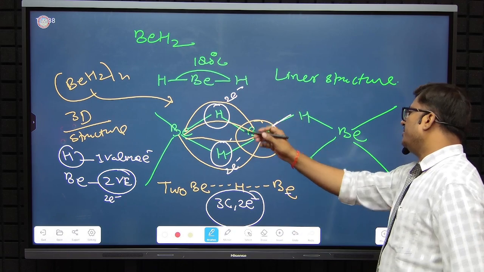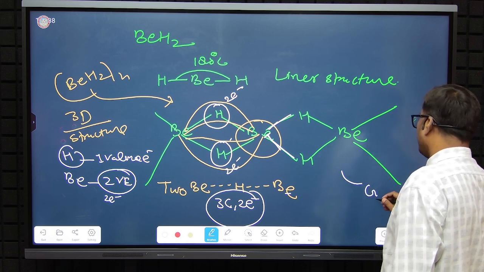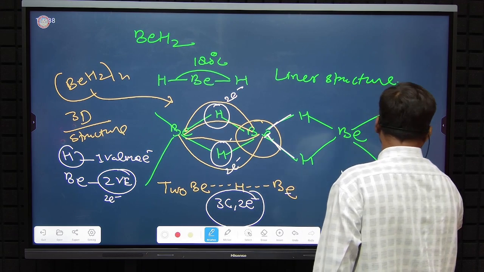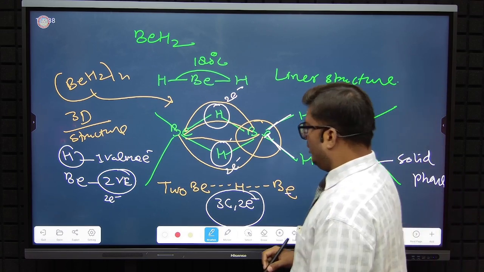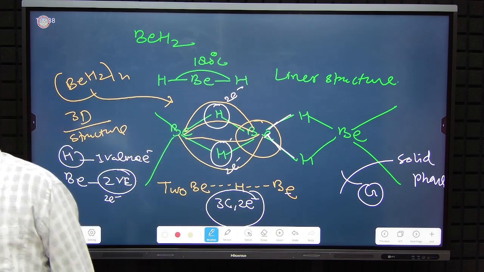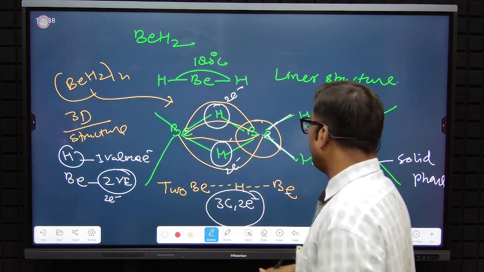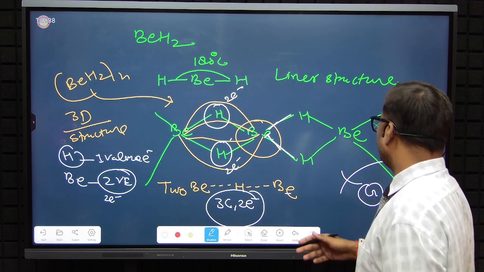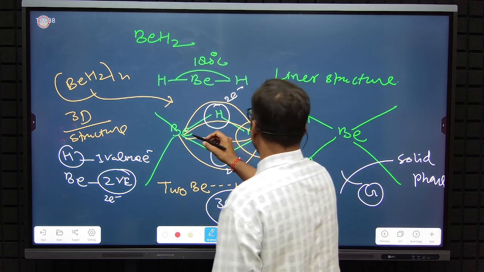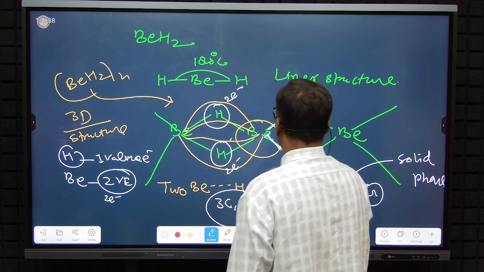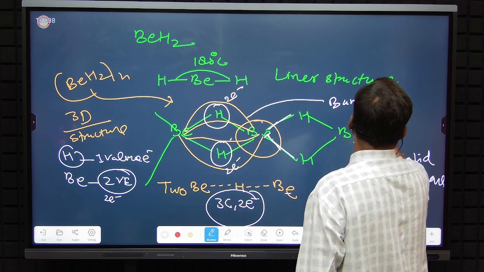Such a polymeric linear chain exists in the gaseous phase, not gaseous phase, sorry, it exists in the solid phase. In the gaseous phase, BeH2 exists as a linear molecule, but in the solid state it exists as a polymeric chain. And such beryllium-hydrogen-beryllium bonds are called banana bonds. So, this is a banana bond.